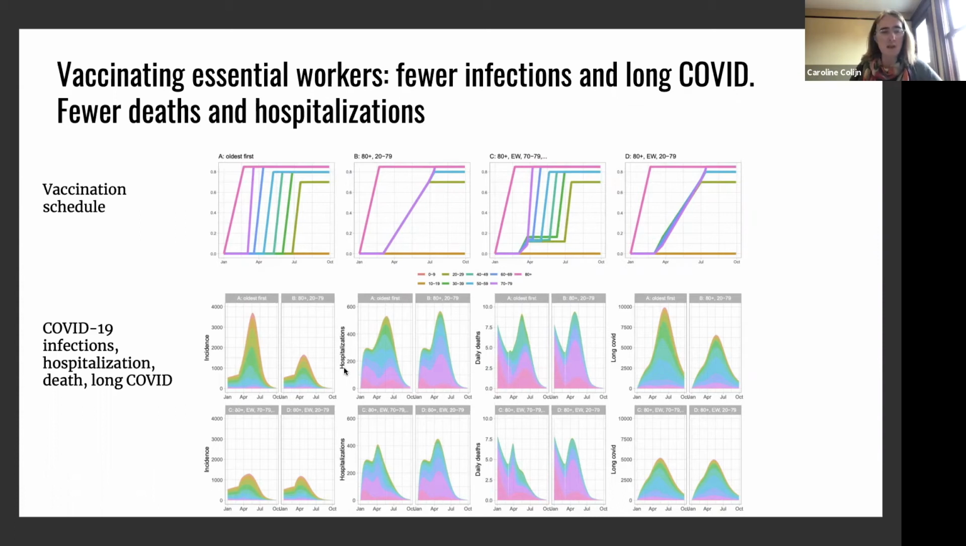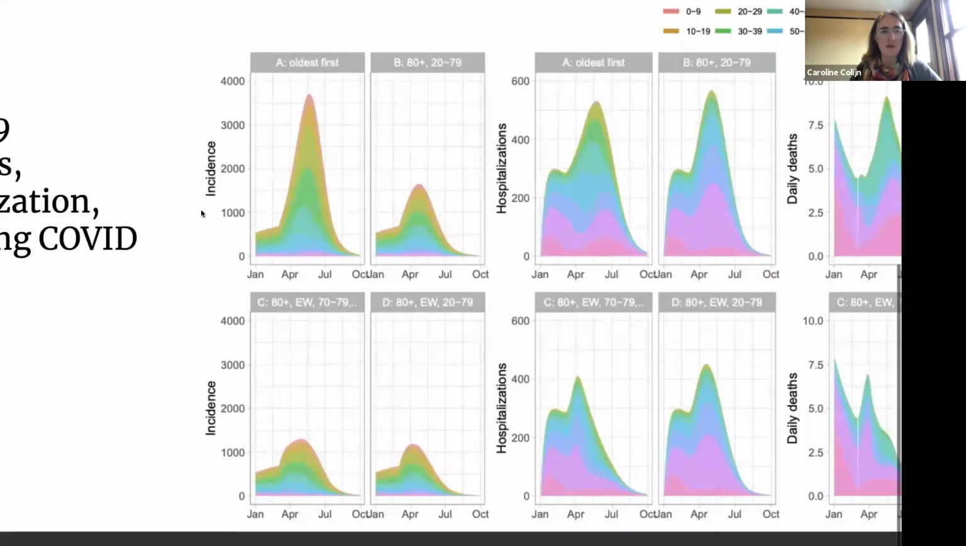And then these plots illustrate what happens. So I'll zoom in. Here's incident infections. And on the top, we have oldest first versus oldest and then everybody else. And you can see that by getting the younger people sooner, you reduce infections. But you actually pay a cost a little bit in hospitalizations. There's a tiny bit more hospitalization, in particular in those in their 70s, because they had to wait longer.